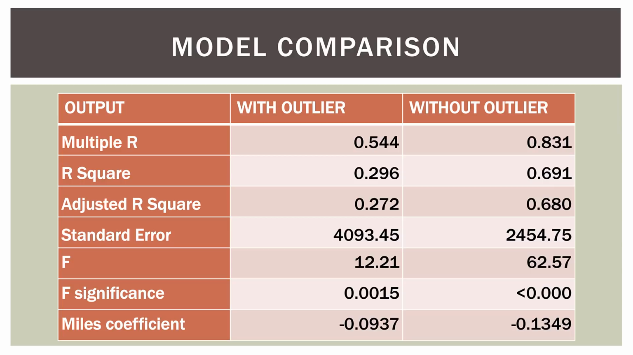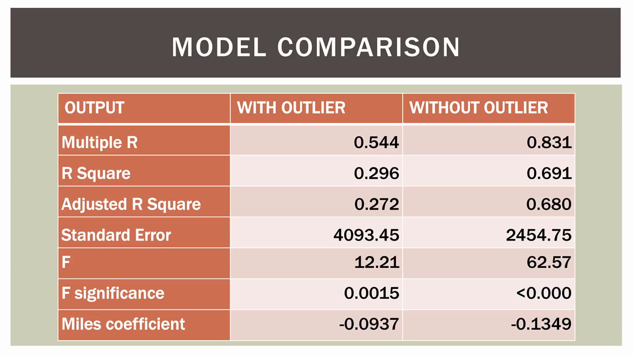The F value went from 12.21 to 62.57. And of course, the significance value went from 0.0015 down to almost zero. Not quite zero, there are many zeros and then a 1, but you can see it's less than 0.000. And then, maybe more important than anything, if we're making a model to explain something in the real world, our model should obviously be accurate, and it can have real world ramifications. With the outlier, we were saying that our car lost value for every mile it was driven of a little bit over 9 cents, so $0.0937.